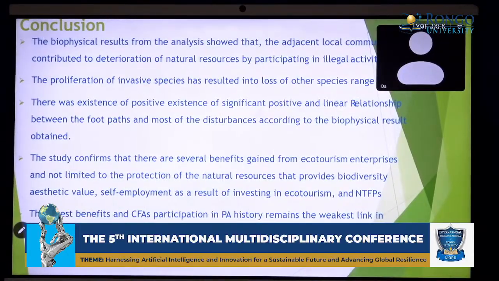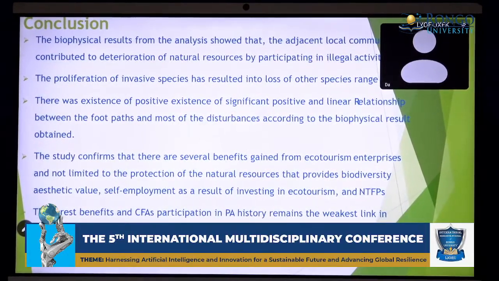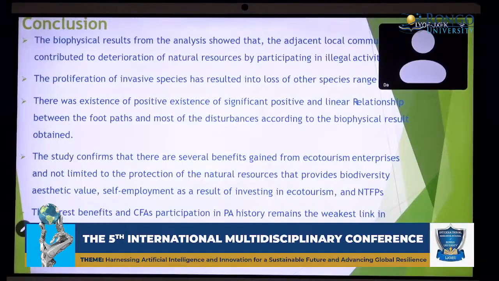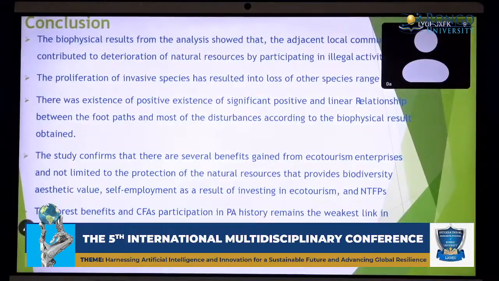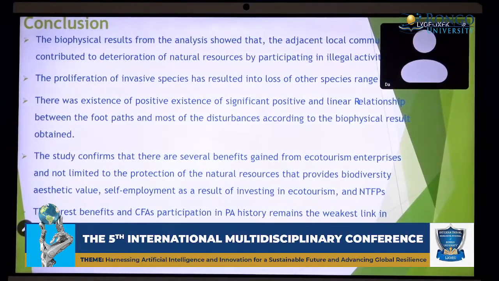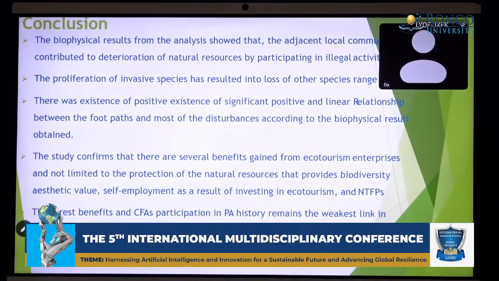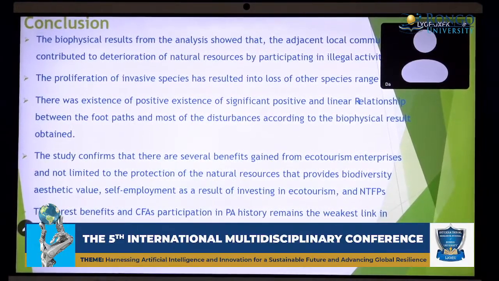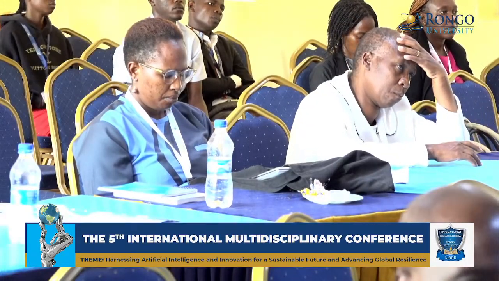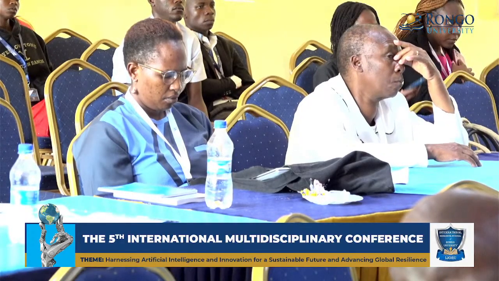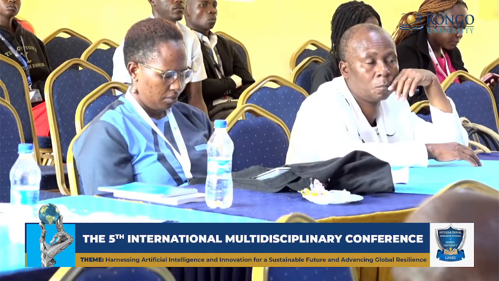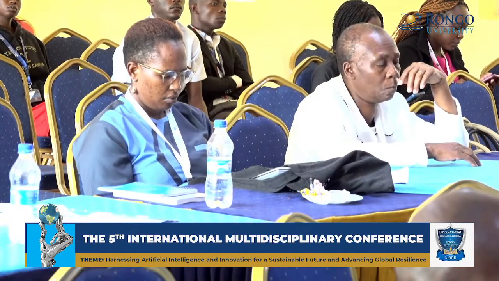Also, we established that the proliferation of invasive species has resulted in the loss of other critical species range in this particular ecosystem, the forest ecosystem. We noticed a significant positive correlation, or linear relationship, between the footpaths and most of the forest disturbances, according to the biophysical results that we obtained.